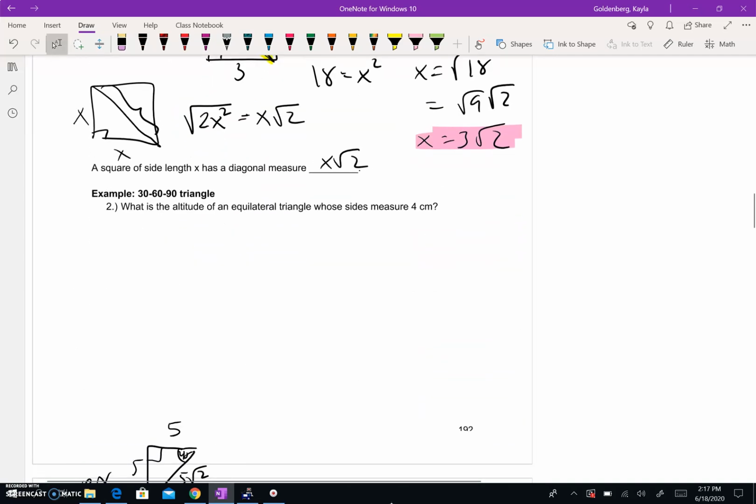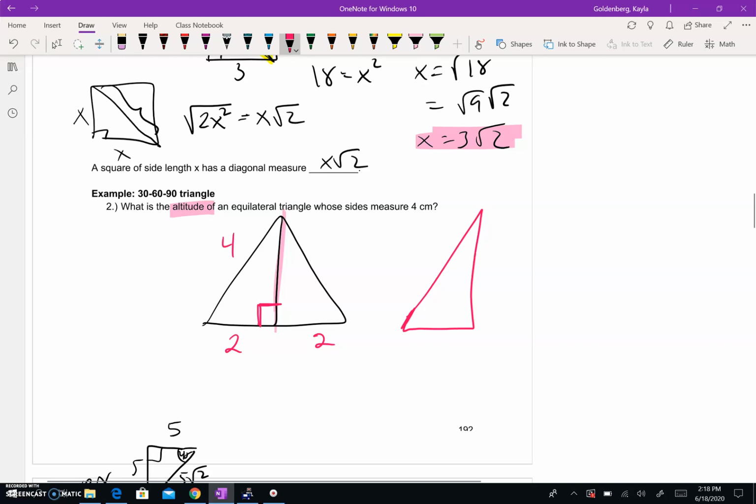For 30, 60, 90, if I have an equilateral triangle whose sides are 4, and if I want to know what the altitude is, a really fancy word for the height, kind of like the altitude of a mountain is the height of a mountain. So the sides are 4, so that means this is 4. This one would be 2, because I'm cutting the other 4 in half. And I'm looking for the altitude, which makes the right angle. So I'm going to redraw this nice triangle over here.